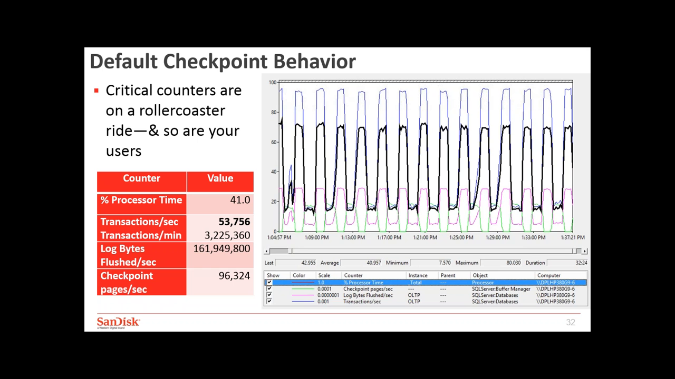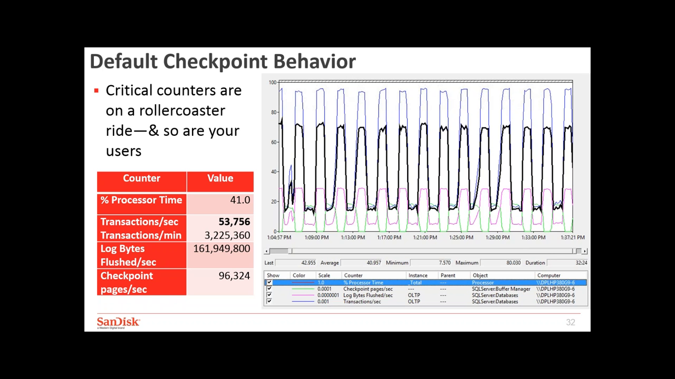We're on the environment you've just seen, those three 2U boxes, AGs, pushing across, in this particular test, 53,000 transactions per second, and an average processor time of only 41%. Why? Because during the checkpoint, when dirty pages are slammed to disk, your disk I/O subsystem can be overwhelmed. Yes, even Flash, if it's not managed properly.